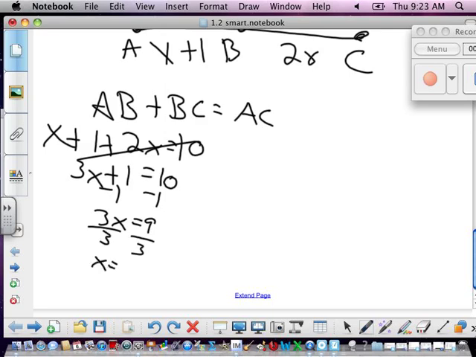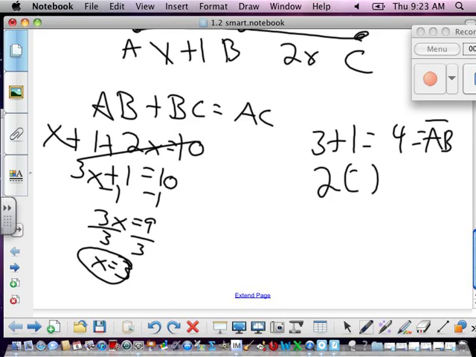X equals 3. Okay, that gave me x, but did that give me the length of AB? What would I do? So 3 plus 1 equals 4. That's the length of AB. What about BC? Yep, 2 times 3 gives me 6. That's the length of BC. Okay, that example that I just did is just like number 28 for your homework.